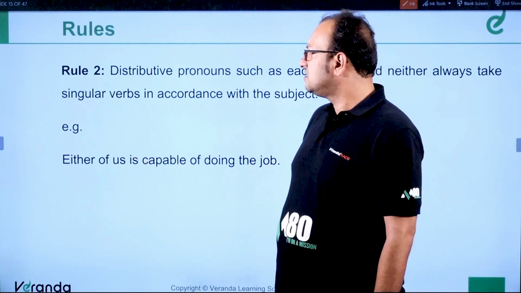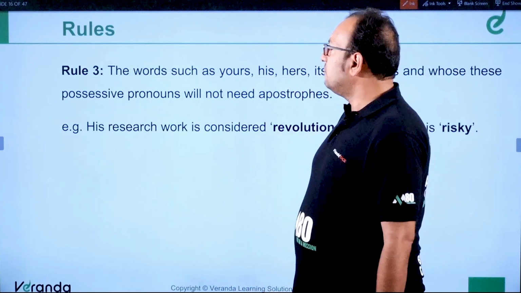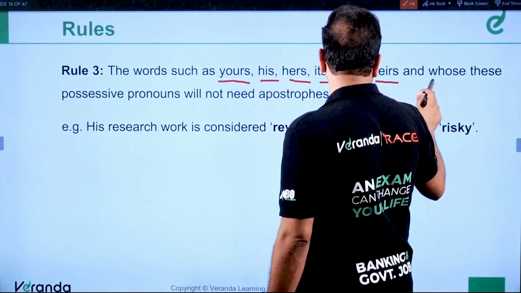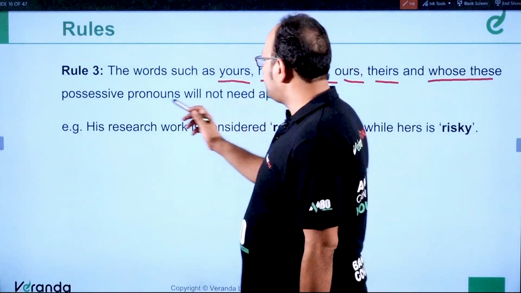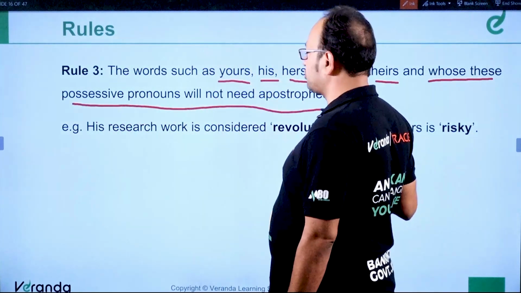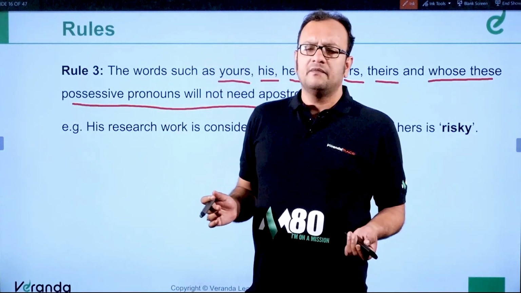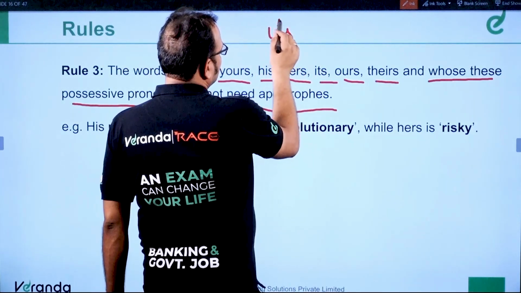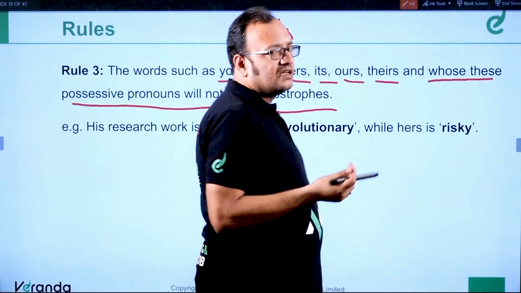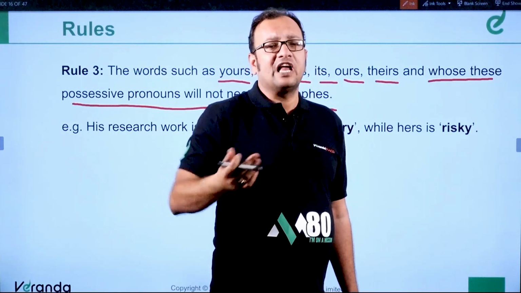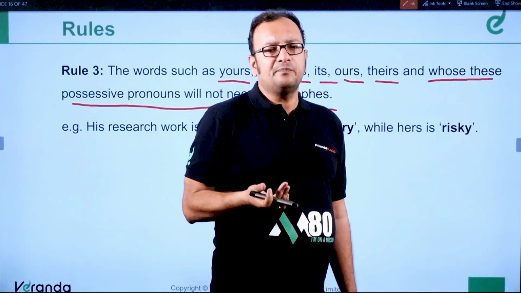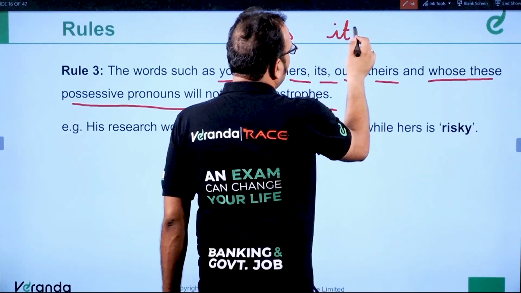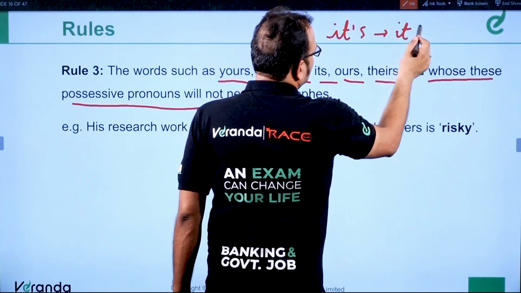Clear? Moving ahead. Rule number 3. The words such as yours, Y-O-U-R-S, his, hers, its, ours, theirs and whose, these possessive pronouns will not need apostrophes. Very simple to understand. When you say, its a concept I'm discussing, its means talking about possession, its value, the value of patriotism, its value. And if we say it apostrophe s, it means it is.